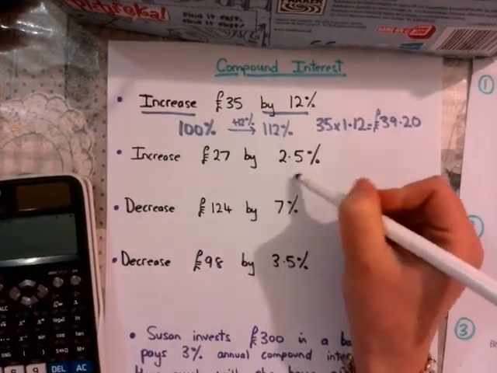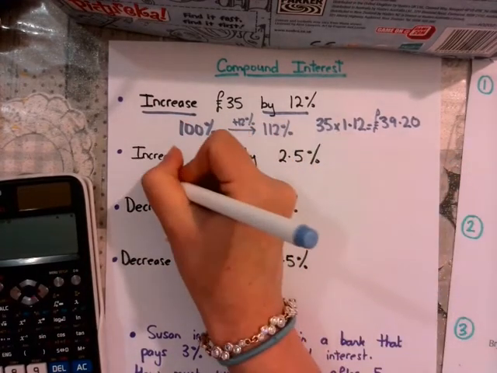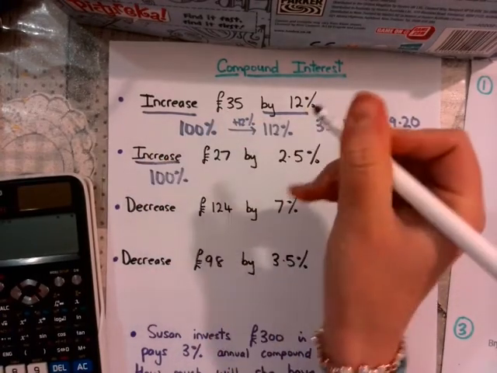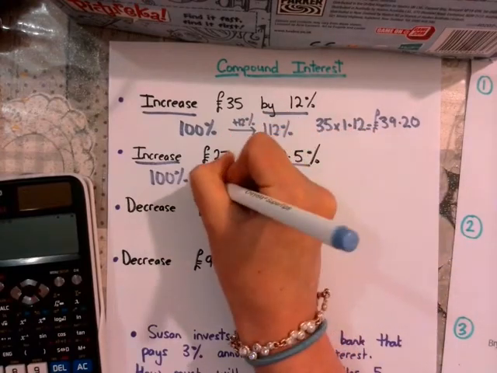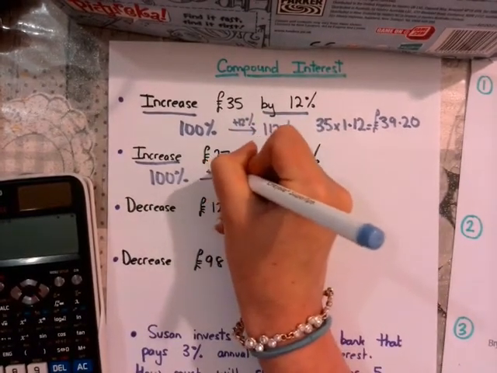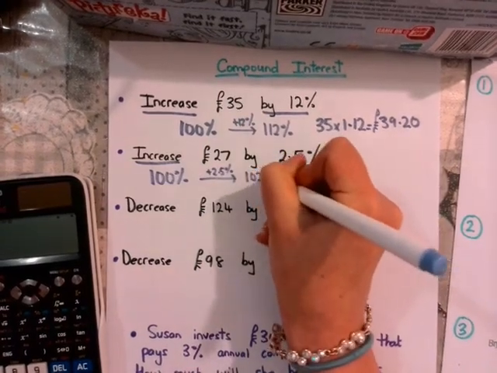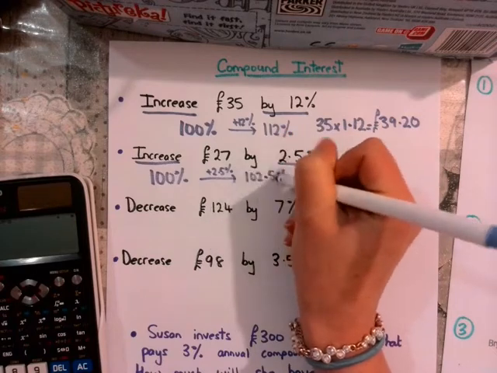So the next one, very similar. I just thought I'd show you one with a decimal in it, that might be a little bit trickier. So again, starting on 100%, it's another increase, but this time by 2.5%. So this time I'd be adding on 2.5%, which is going to make it 102.5%.